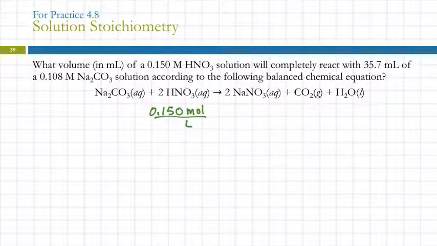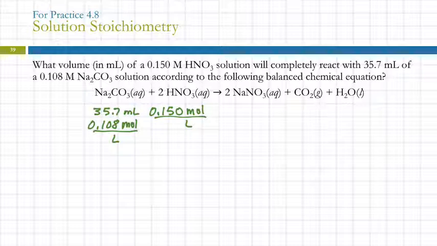And then it says 35.7 milliliters of sodium carbonate. So I'm going to write 35.7 milliliters of that. And then 0.108 molar sodium carbonate. 0.108, and what units should I write there? Moles over liters. Capital M is an abbreviation for moles over liters. Moles over liter is more useful when we're doing problems because those are the actual units.